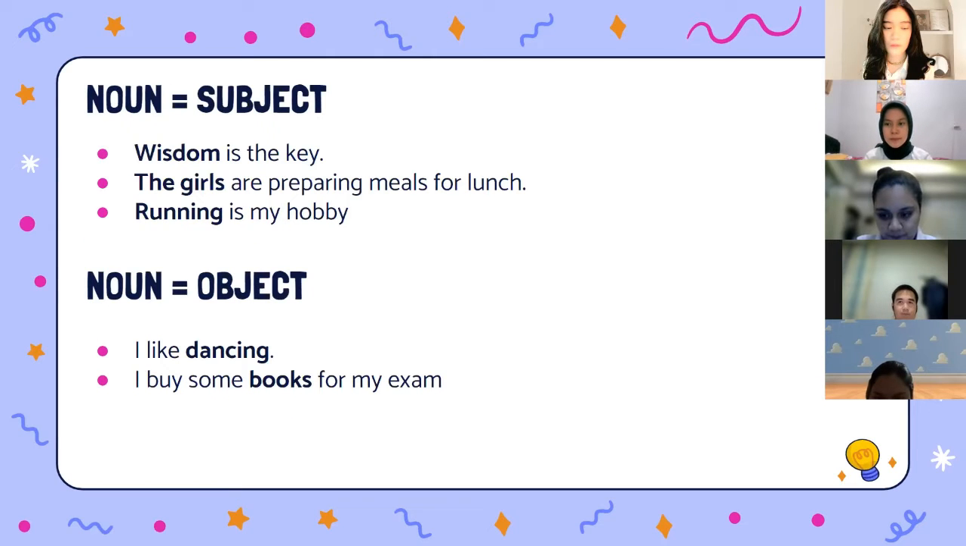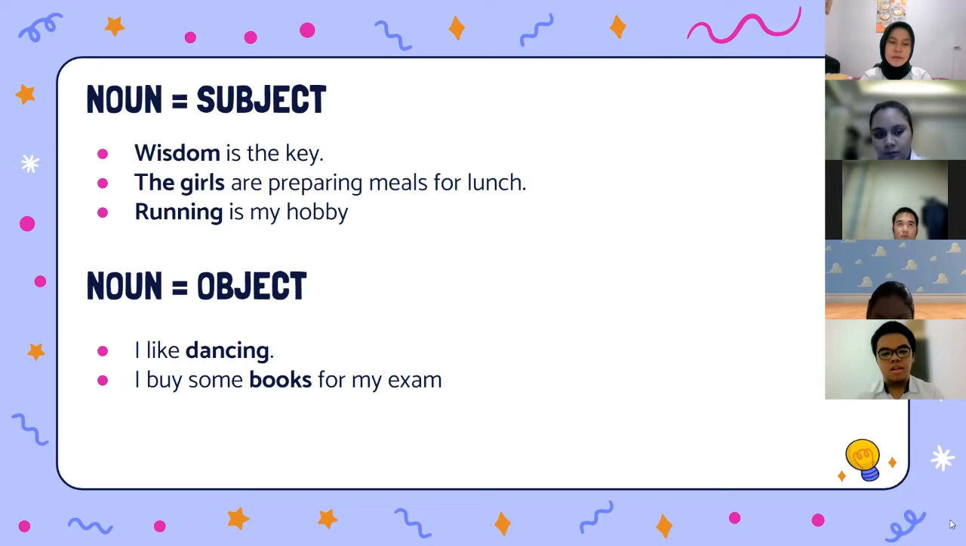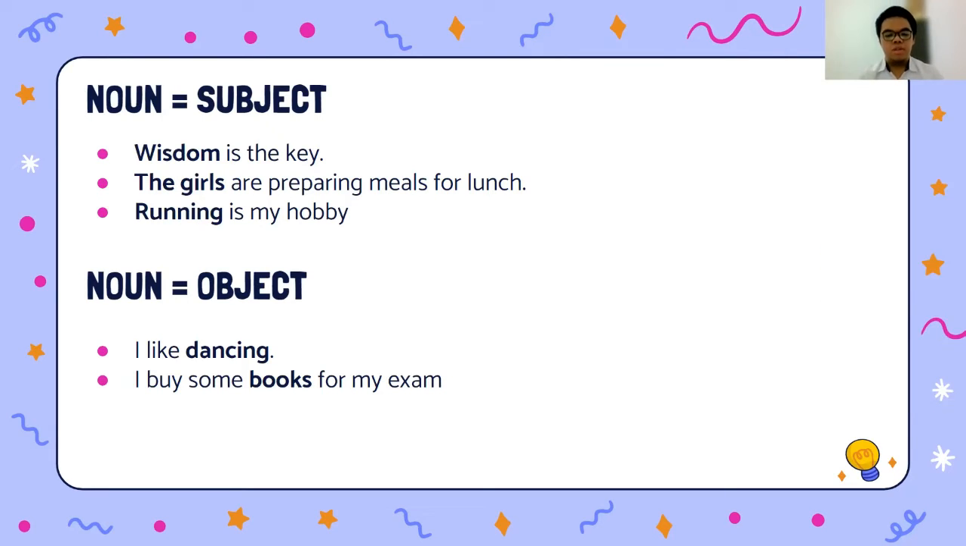Next. The first one is known as subject. For example: wisdom is the key. The girls are preparing meals for lunch, and running is my hobby. The second one is known as object. The example is: I like dancing. I buy some books for my exam.